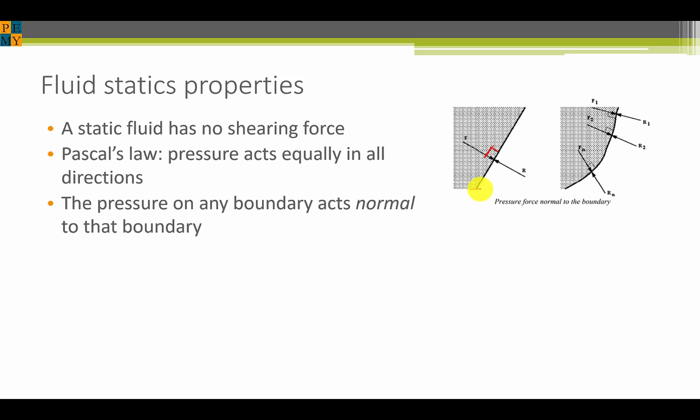The practical translation of that is that the pressure force is always normal to the surface. So if I had a boundary here, the force would be acting normal to that boundary, or downward. If I had a boundary like this, it would be acting to the left, and at the top it would be acting up. So this is a useful principle to be aware of.